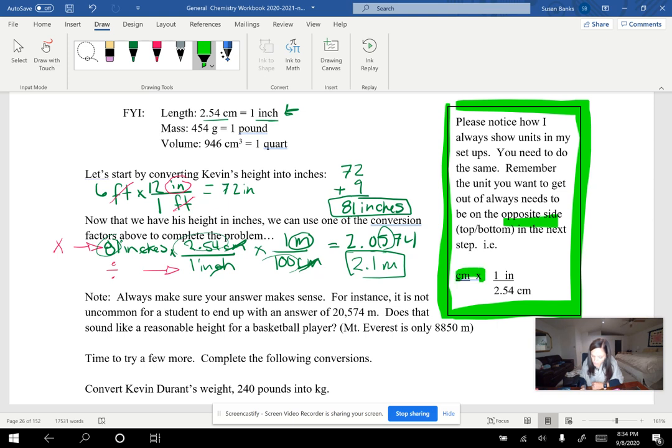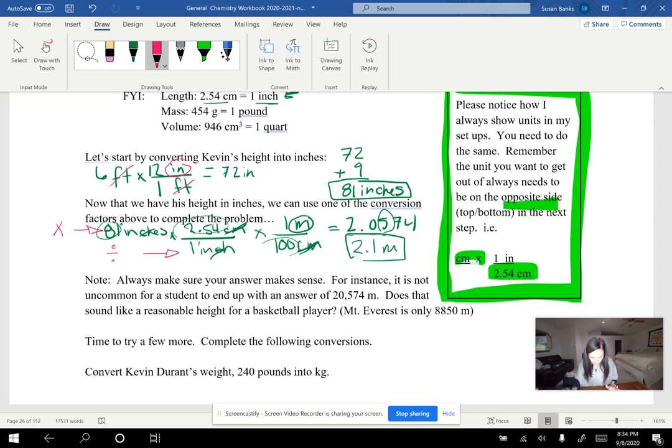So our centimeters were on the top here, so I put centimeters on the bottom here so that those units could cancel out. Make sure that the units that you want to cancel are on the opposite side in the next step. Okay, so here we go to the next one.